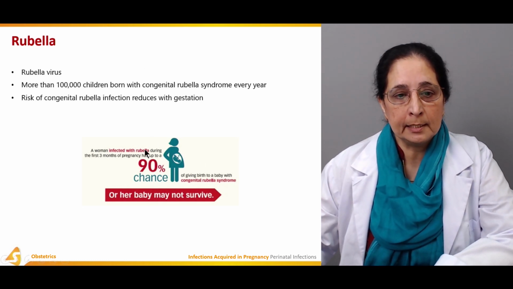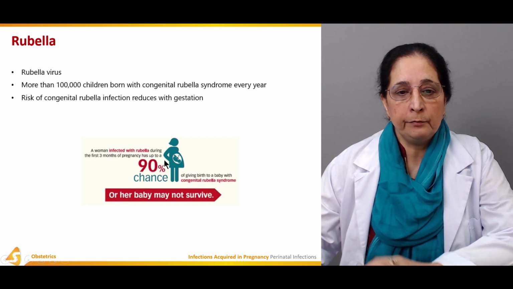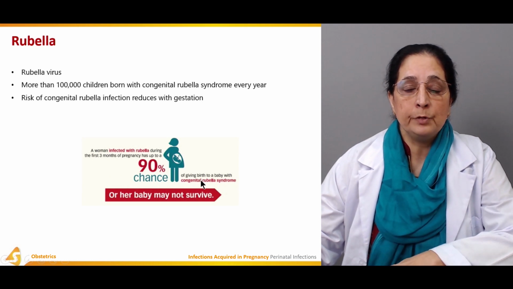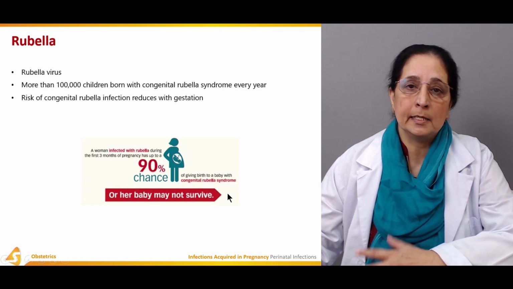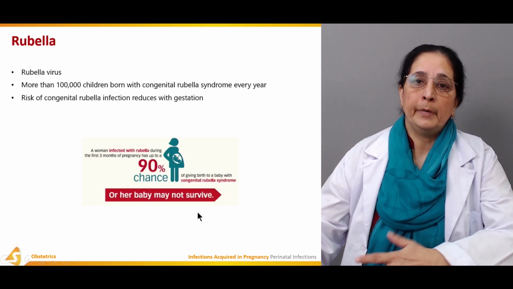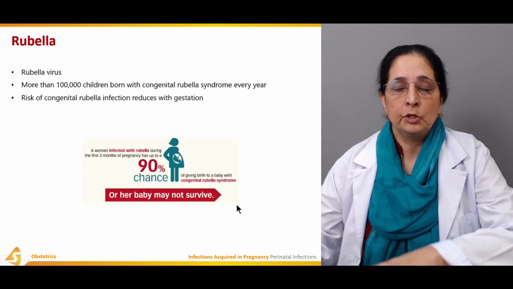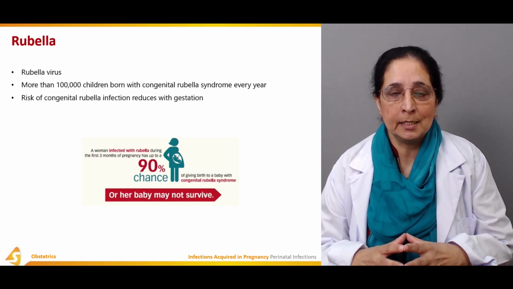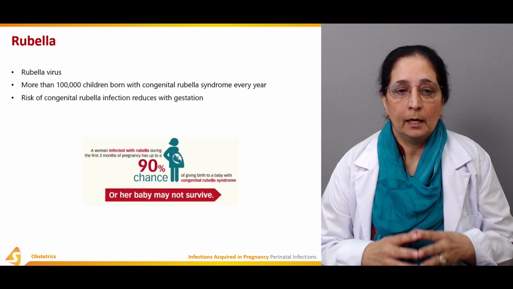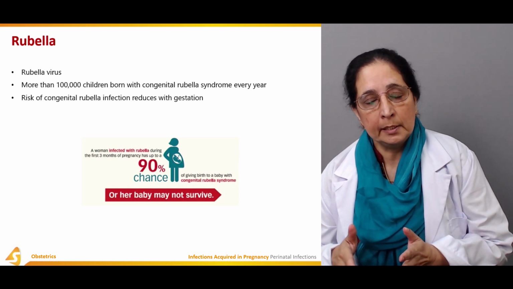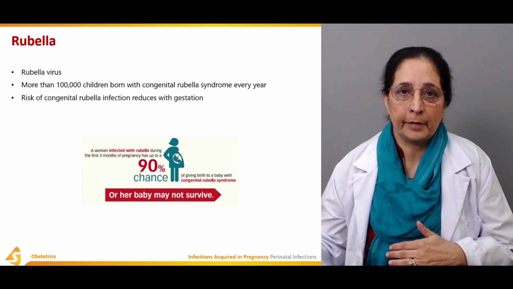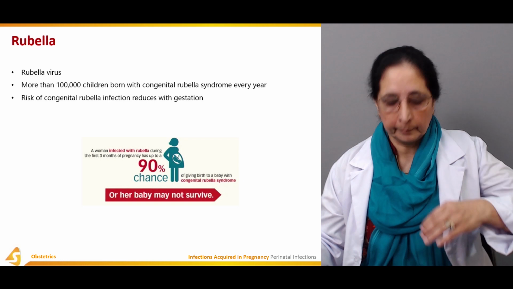Here, if you see in this diagram, a woman infected with rubella during the first 3 months of pregnancy has up to 90% chance of giving birth to a baby with congenital rubella syndrome, or her baby may not even survive. As the gestation increases, the chances of developing congenital rubella syndrome decrease. So it's more serious in the beginning of pregnancy than in the later stage, or in the third trimester of pregnancy.